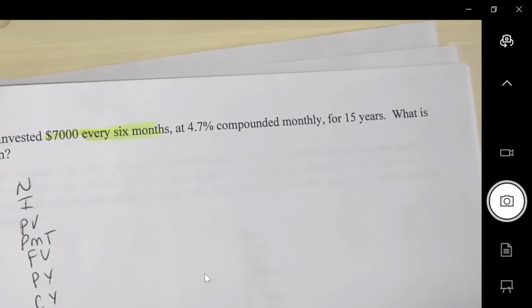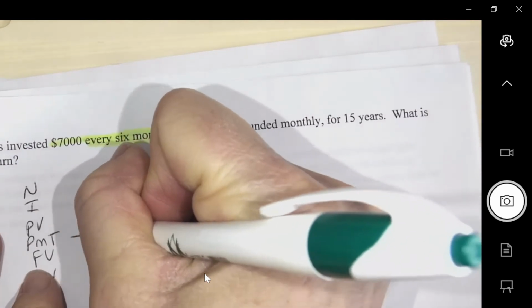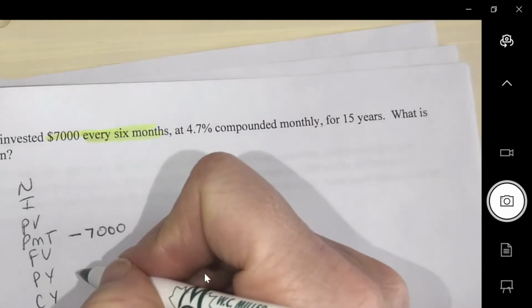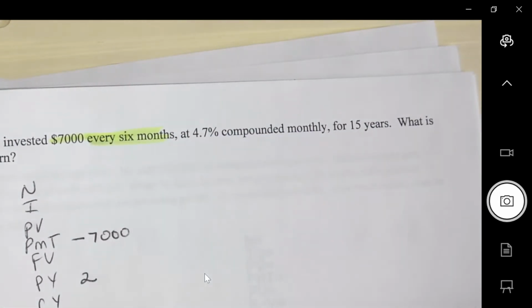Okay, now 7,000 is your payment, but you are doing that out of your pocket. That's money coming out of your pocket. So you should have negative 7,000. You are putting this in every 6 months. How many times a year are you making a payment? Twice a year. Okay, so make sure you're reading that carefully.